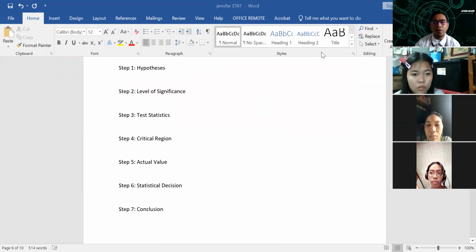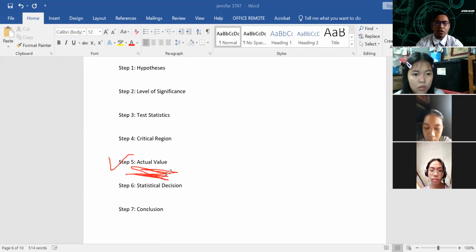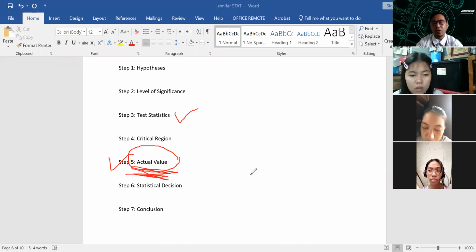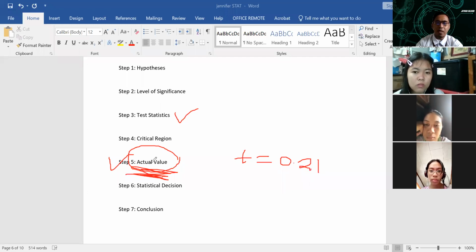Then step number 5, the statistical decision. Step number 5, actual value. How to get this actual value? Actually, the actual value is just the continuation of your step 3. Whatever formula is used in step 3, you just substitute those values and you get the exact value. And that is called the actual value of your test statistics. Say for example, your actual value is equal to 0.21, since you are using case 3.